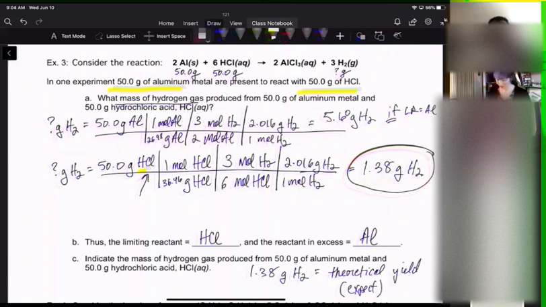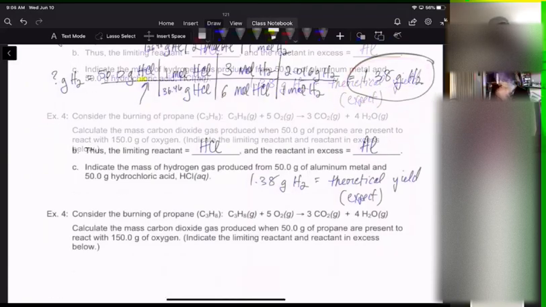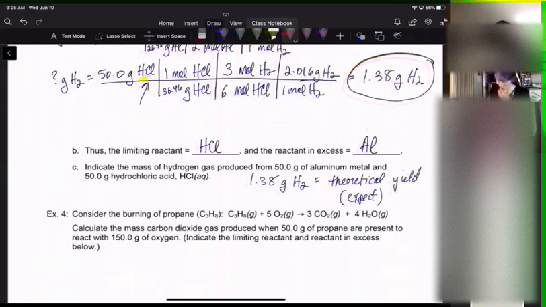We're going to do the same thing with this next problem. Here we have a combustion. We've seen this one before. We're starting with 50 grams of propane, 50 grams. And we're starting with 150 grams of oxygen. We are going to look for the mass of CO2. How many grams of CO2?